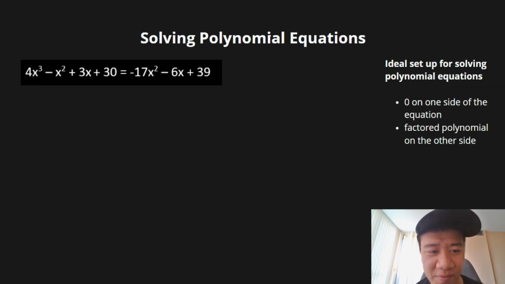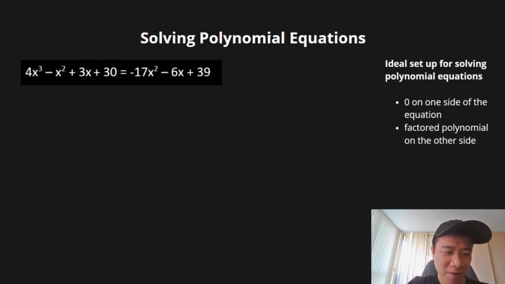Okay. So here we have a more complicated example, meaning we don't have our ideal setup. We don't have 0 on one side of the equation and a factored polynomial on the other side. As you notice, we have two polynomials that are not factored, they're in standard form. But we can use algebra to move terms to the other side, and after we do that, we can factor it, and that way we'll have our ideal setup. So this is how we do this.